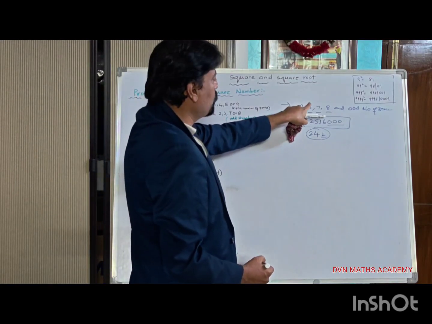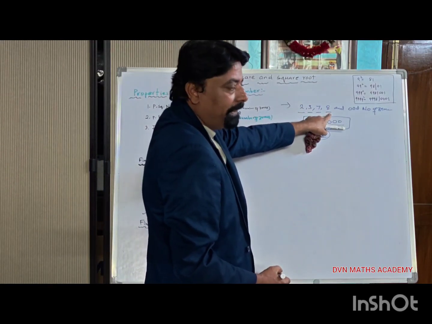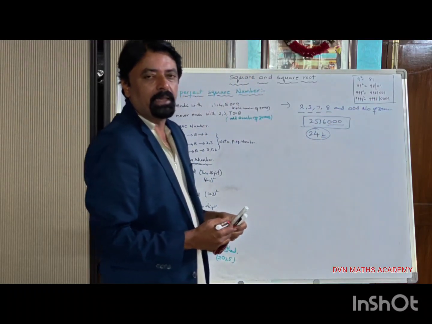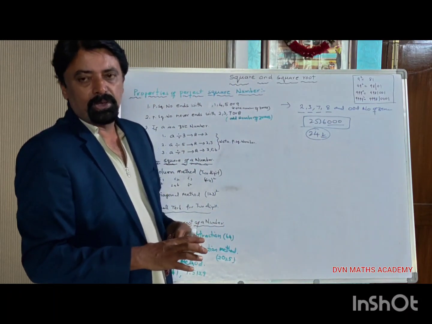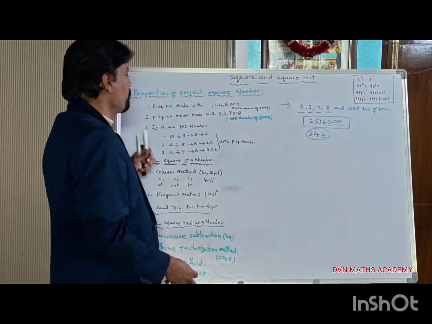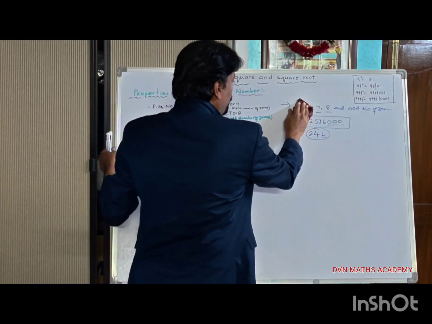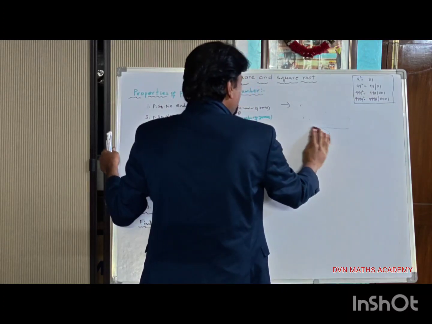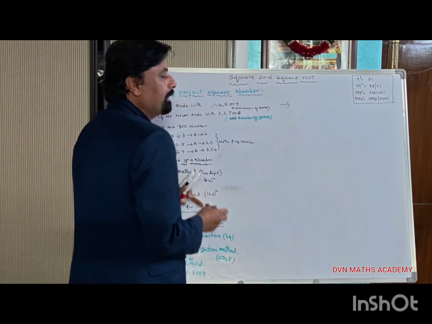If a number ends with 2, 3, 7, 8 or an odd number of zeros, there is no choice. It will never be a perfect square number. This is the second property, and I am going to explain one more interesting thing about perfect square numbers.